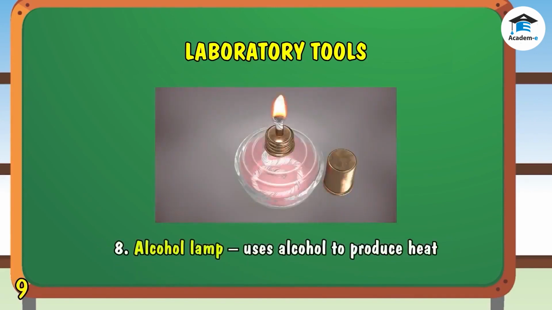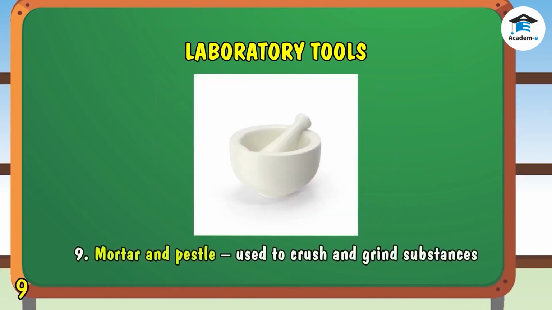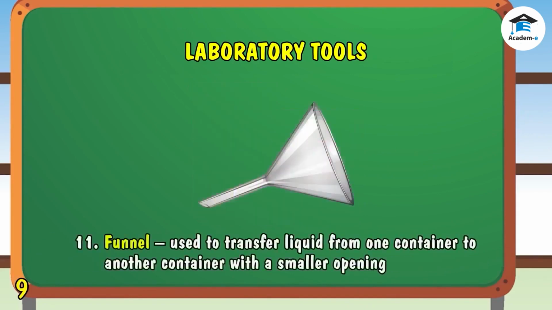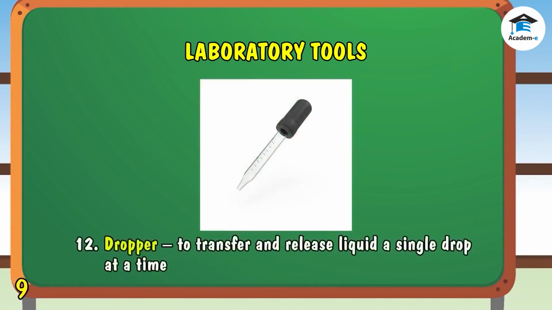8. An alcohol lamp uses an alcohol to produce heat. 9. Mortar and pestle is used to crush and grind substances. 10. A beaker is used for stirring and mixing liquids. It is cylindrical with a flat base, has a spout, and does not have a rounded bottom. 11. Funnel is used to transfer liquid from one container to another container with a smaller opening. 12. A dropper is used to transfer and release liquid a single drop at a time.